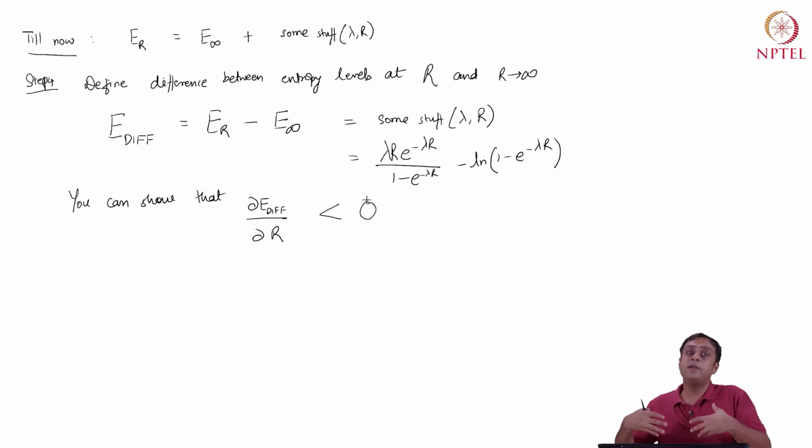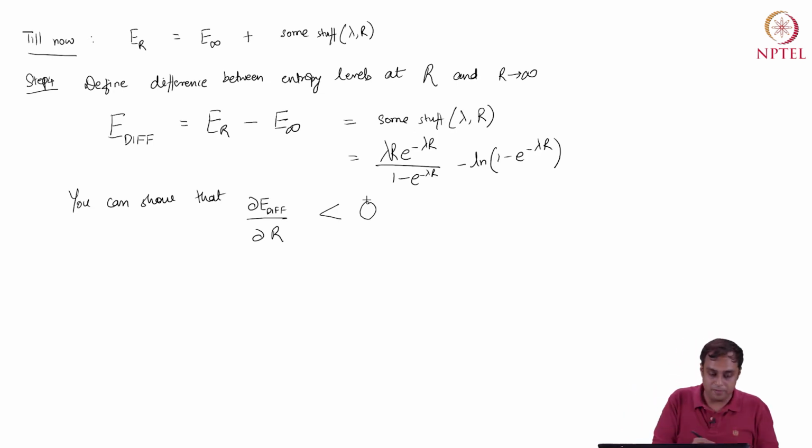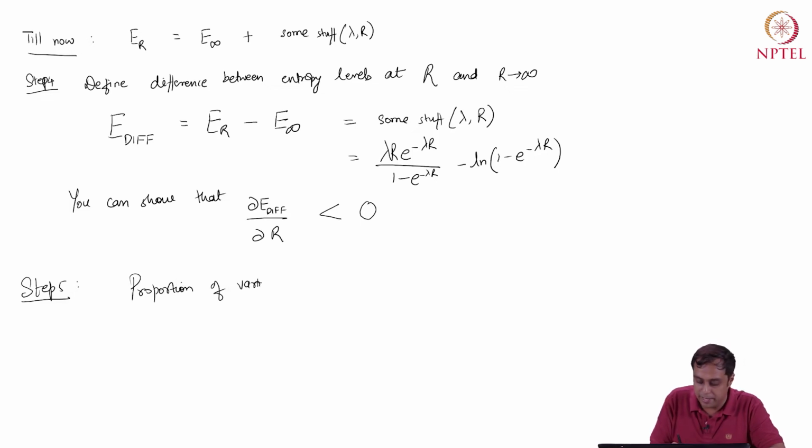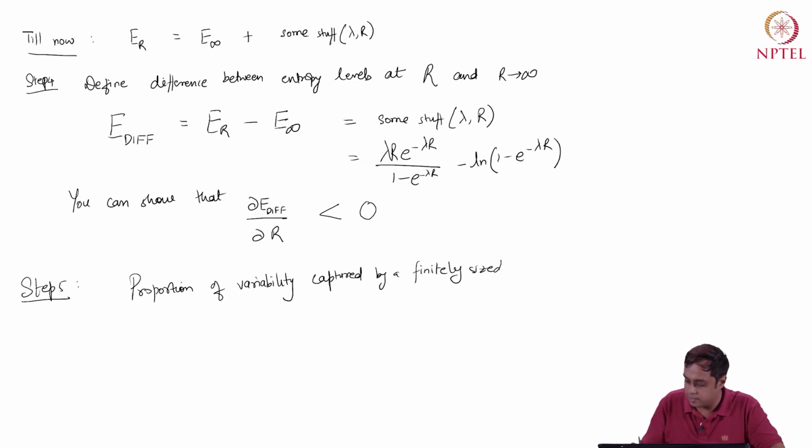Okay, and what is going to be interesting for us as a next step, step 5, which I'm going to cover in 2 minutes, is the proportion of variation or variability captured by a finitely sized city relative to an infinitely sized, infinite radius city.